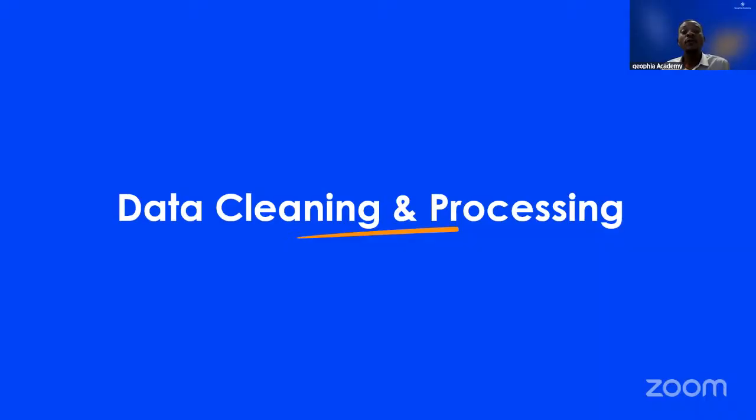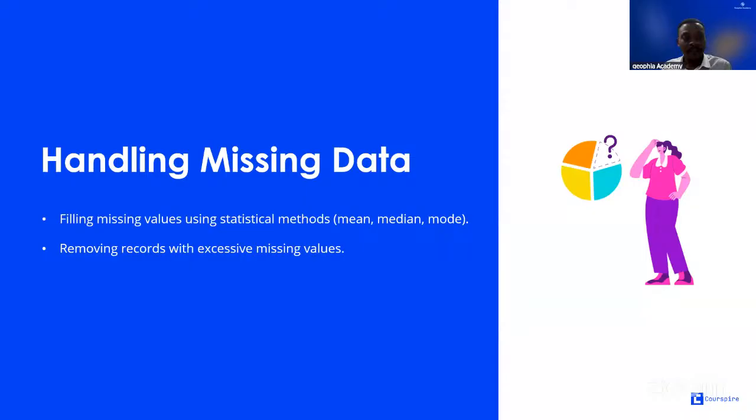So raw data is often incomplete, inconsistent, and also contains errors. Before you start your analysis, data must be cleaned and processed to ensure accuracy as well as reliability. Key steps in carrying out data cleaning include handling missing data. So here what we are doing is simple: filling missing values using statistical methods, for example mean, median, mode, and removing records with excessive missing values.